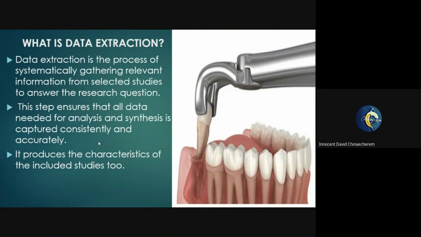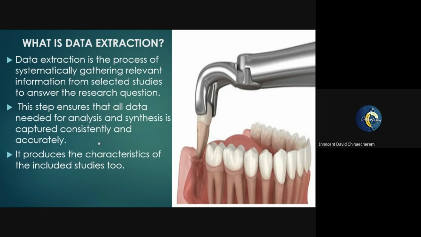And this step actually ensures that data needed for the analysis is captured consistently. Regardless of whether you're going to be performing a meta-analysis, because we'll get to that, we will need to see how we are extracting all the relevant information from the primary articles so that we can enter them into the software. So this is what data extraction entails in systematic reviews. And again, this data extraction is what produces the characteristics of the included studies.